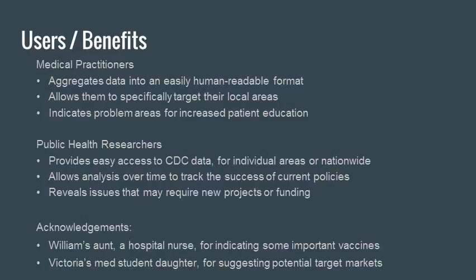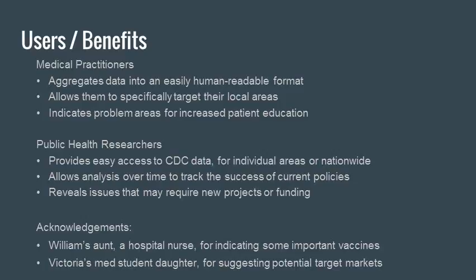ImmuData's target users are individual medical practitioners, as well as public health researchers or policymakers. Its primary use is to aggregate individual patient records and make the data easily accessible without any further processing. For doctors, ImmuData allows them to focus specifically on the data collected in their home state. They could use this to get a feel for the cases they're likely to see, and to detect any issues they may need to educate their patients about.